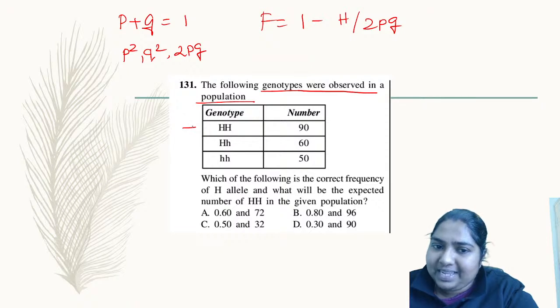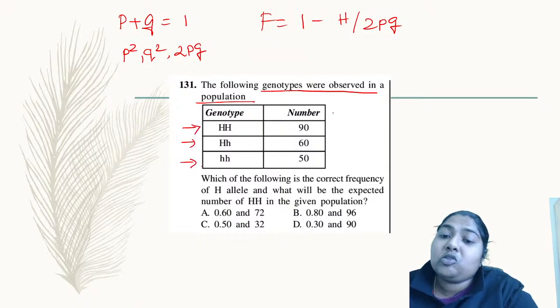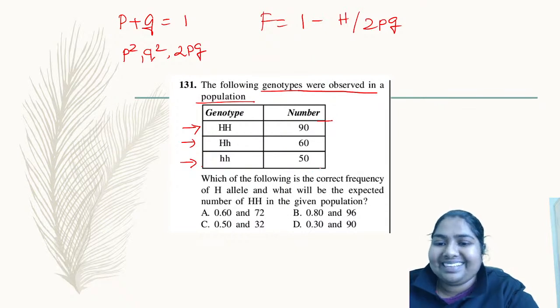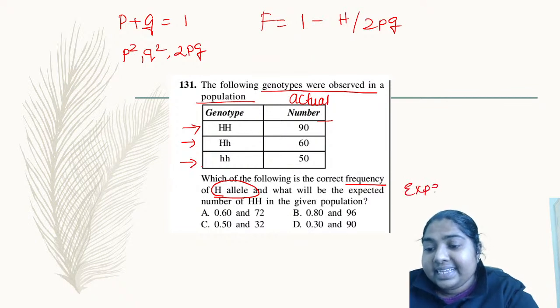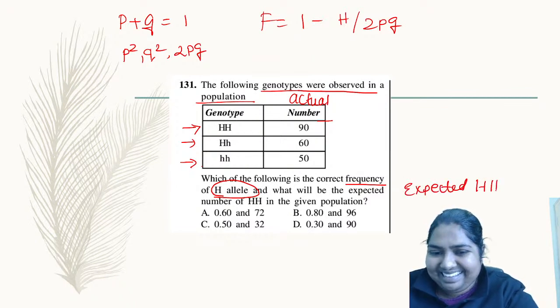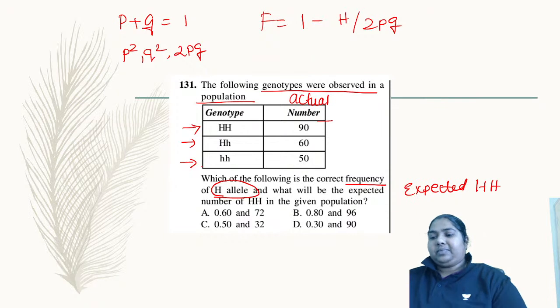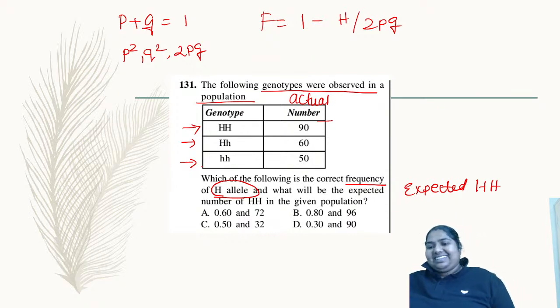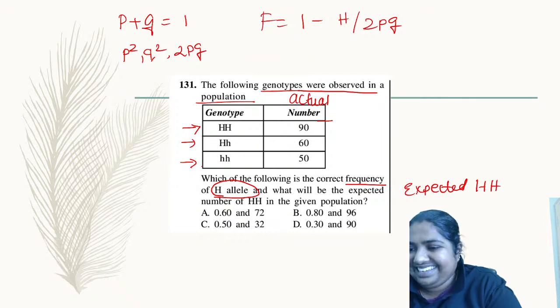Now you see this: the genotypes observed in the population are HH, Hh and hh, and these are the numbers. They are asking which of the following is the correct frequency of the H allele, and what will be the expected number of HH. This is the actual number. Come on, everybody, try this question. This is a typical classical question, isn't it?